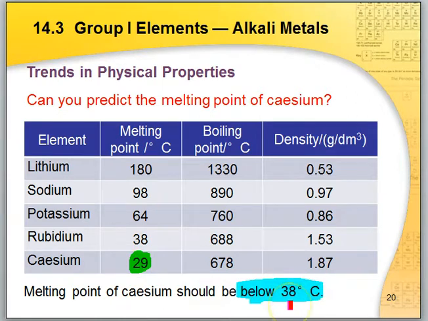Questions like this may come out. So you do not just say that it's less than 38, you give a rough estimate. In actual fact, you can say cesium melting point is 29, 28, 25, around less than 38, but not ridiculously low. So 29 is a good number. It's actually the melting point of cesium.